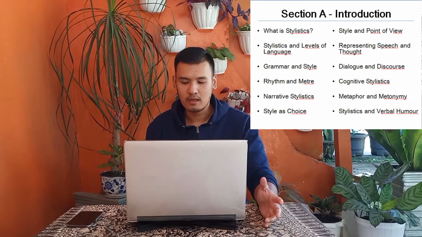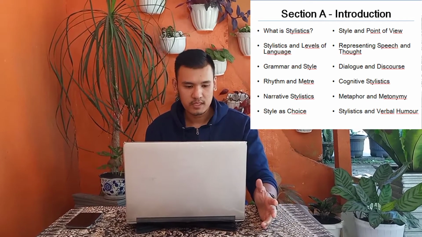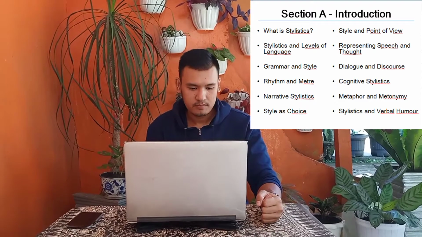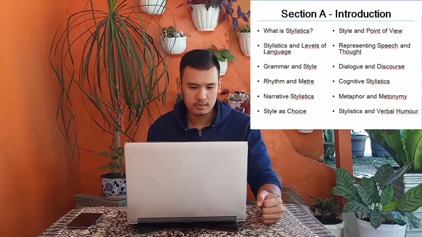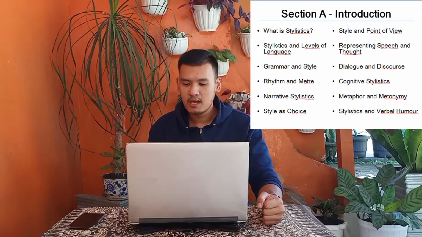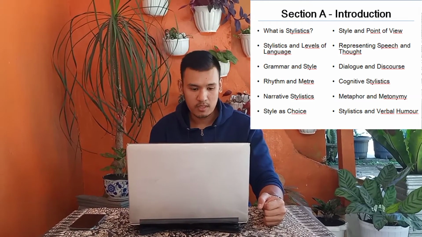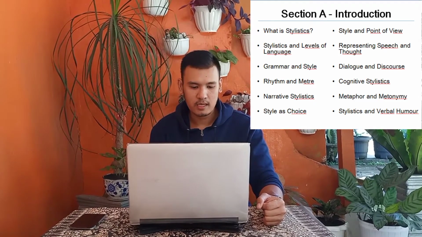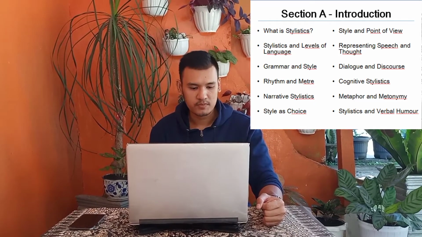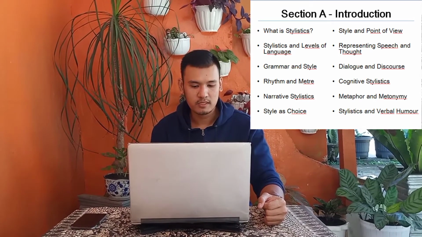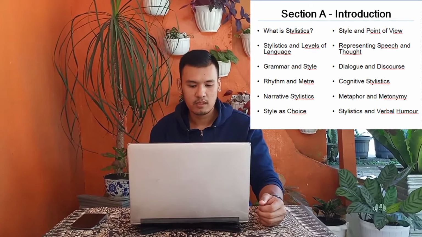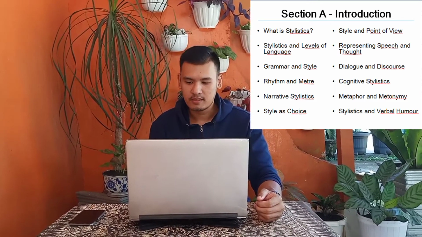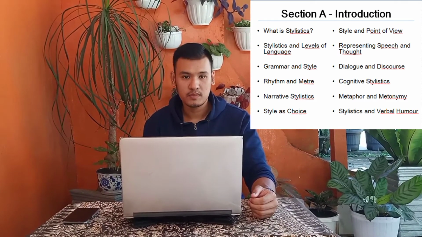The next is Dialogue and Discourse, and then Cognitive Stylistics, which is about literary criticism, and then Metaphor and Metonymy, and then the last, Stylistics and Verbal Humor. The unit introduces some of the basic principles of one other form of verbal humor, of course. That's for the first section, section A.